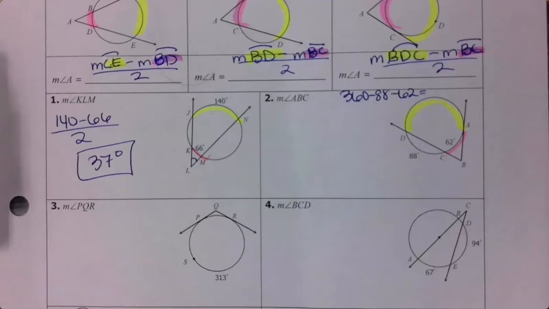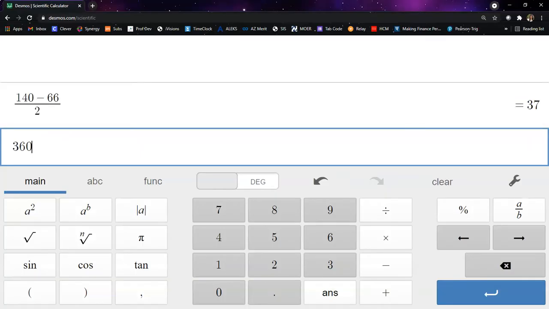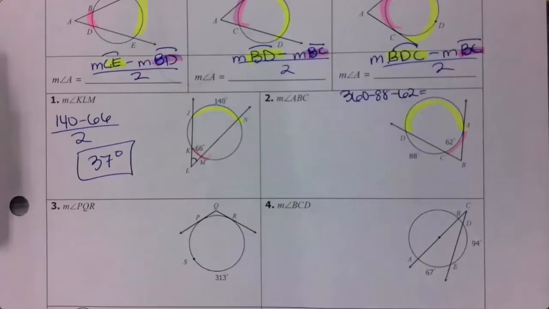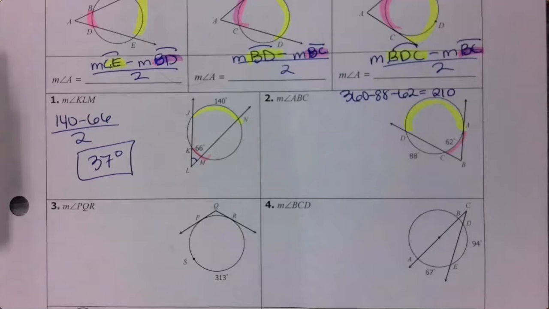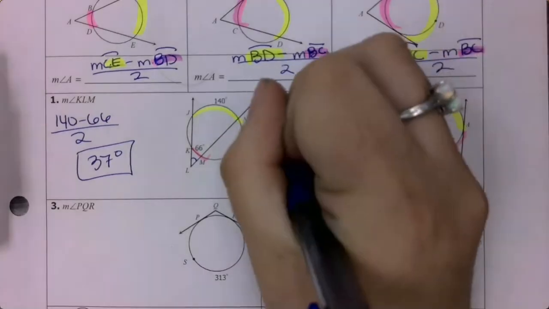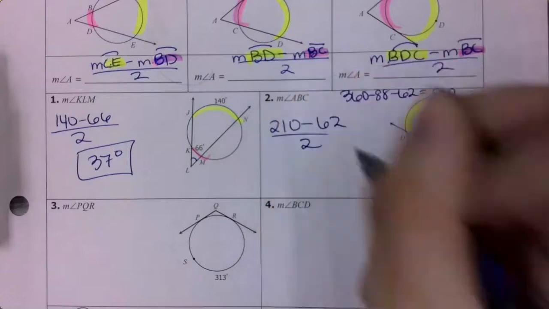Okay, so I can go to Desmos and type that in. I have 360 minus 88 minus 62, which gets me 210. So now that I know the length of my yellow arc, I can go ahead and subtract. I'm going to have 210 minus 62 divided by 2.